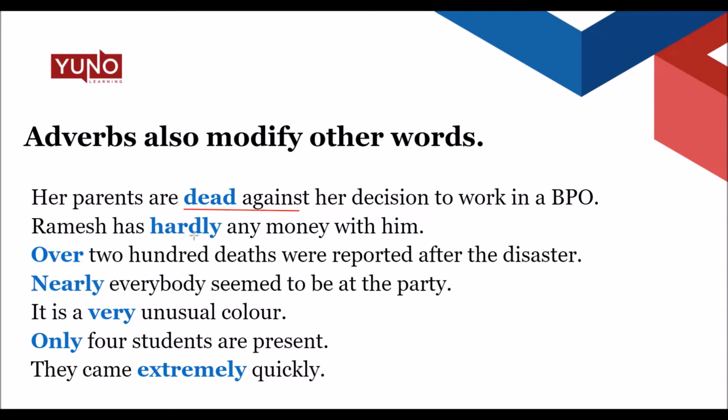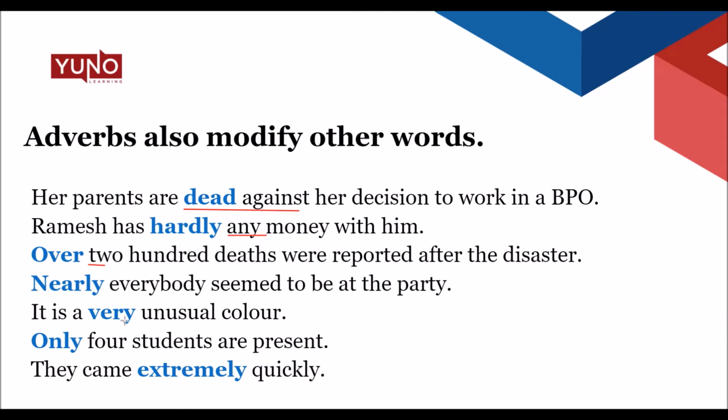Ramesh has hardly any money. So here the adverb hardly modifies any. Over 200 deaths were reported after the disaster. So here over modifies the word 200. These are adjectives. Nearly everybody seemed to be at the party. So nearly, almost, all such words. Everybody is a pronoun.